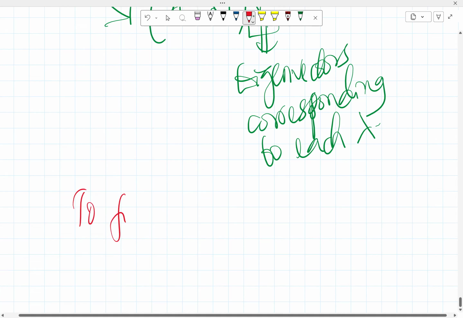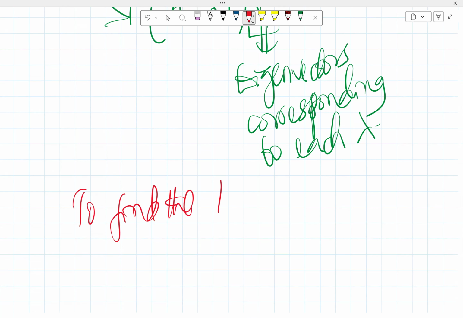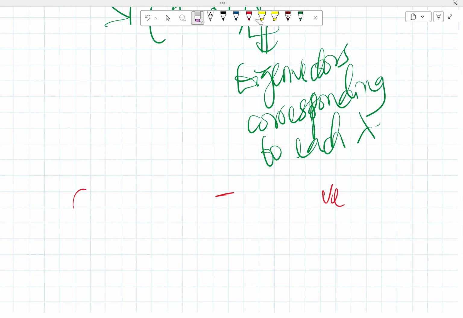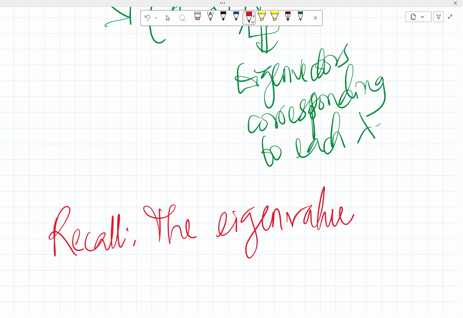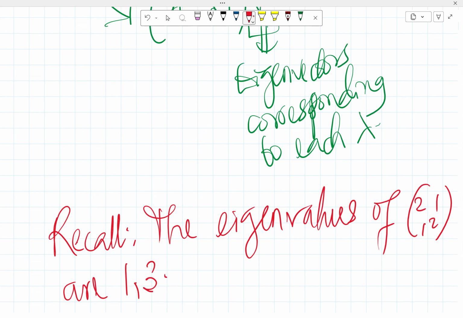To find the eigenvector, maybe we should remind ourselves, recall again, the eigenvalues of the matrix 2, 1, 1, 2 are 1 and 3, okay?